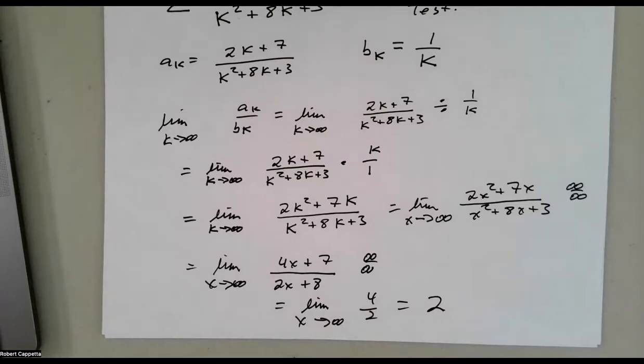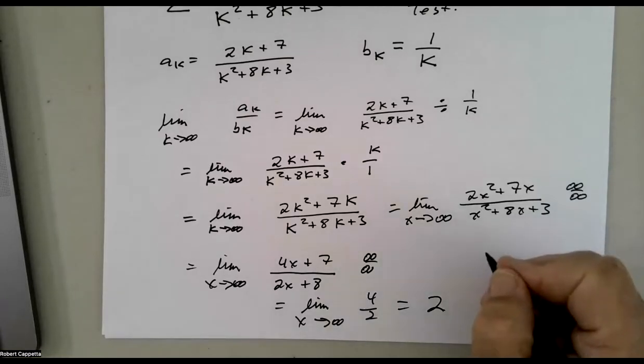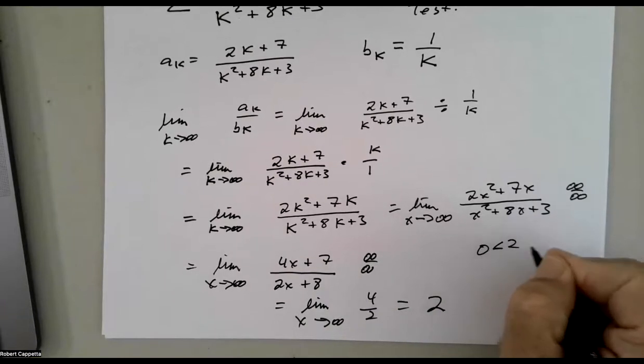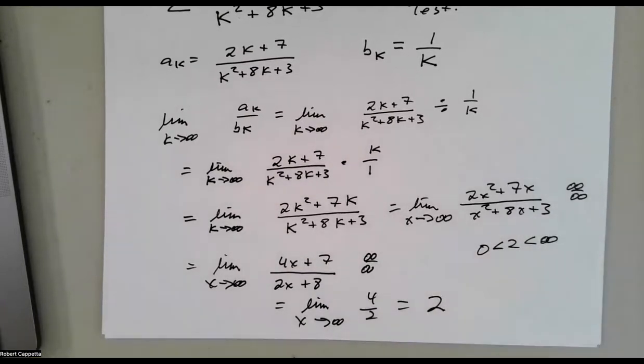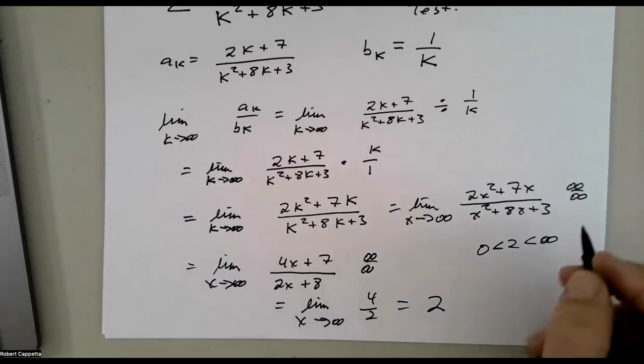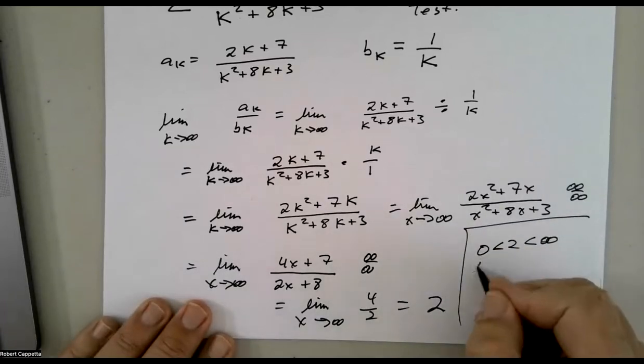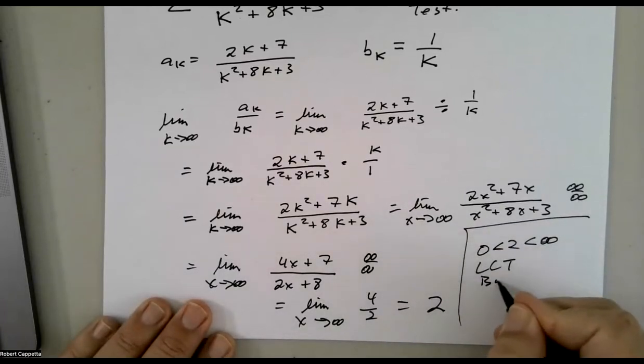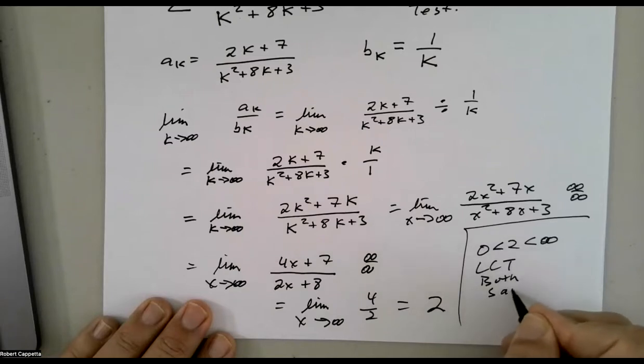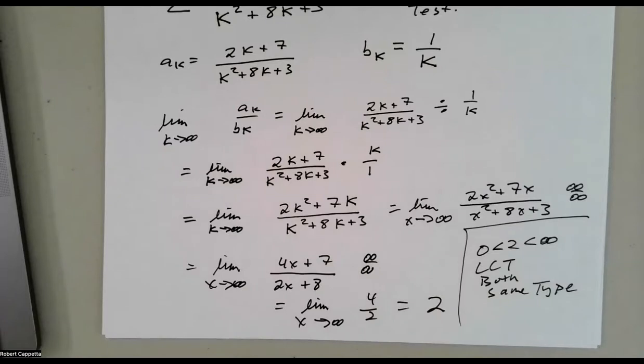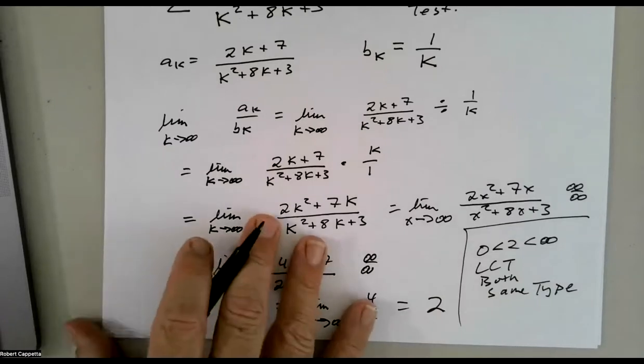But that makes me very happy because 2 is a positive finite number. So 0 is less than 2 is less than infinity. So based on the limit comparison test, LCT, we say both series are the same type. So we have to go back and ask ourselves, what were our two sequences that we defined?